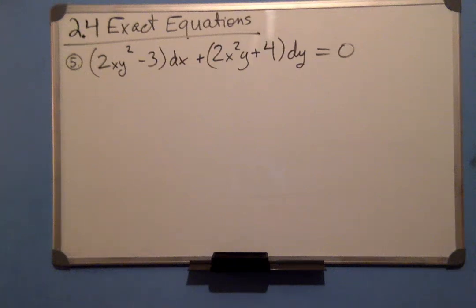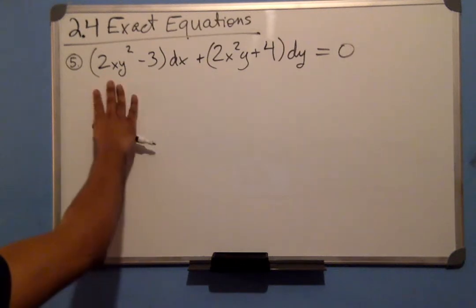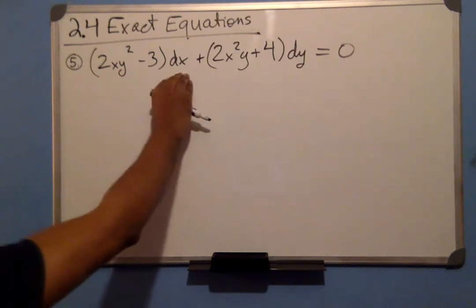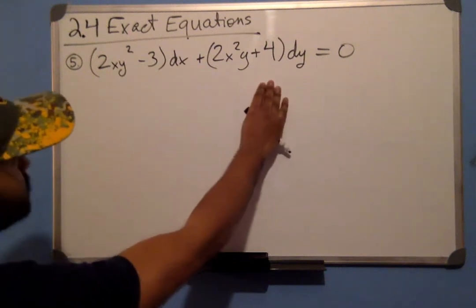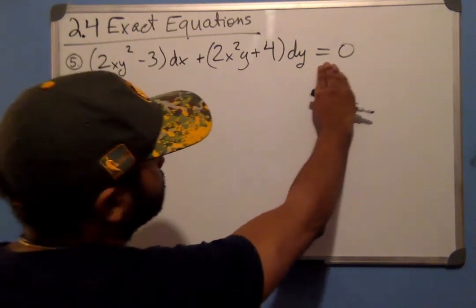Chapter 2.4, exact equations. So in the exact equation section, we have a very particular type of way to solve these types of problems. So what we want to do in the first step is verify that our equation is in the form some function of x and y multiplied by dx plus some function of x and y multiplied by dy equal to 0.